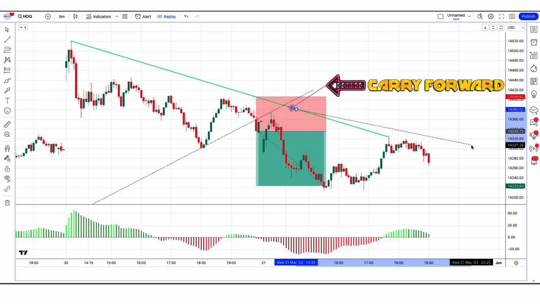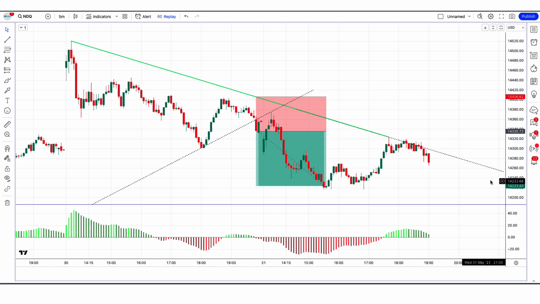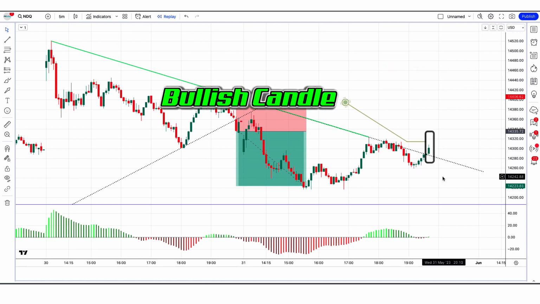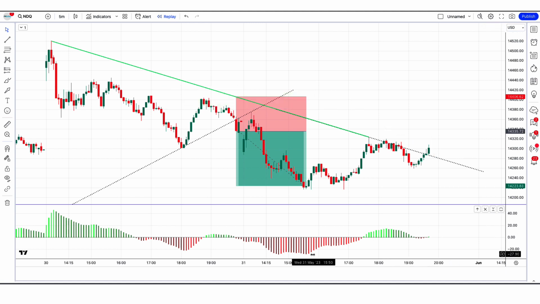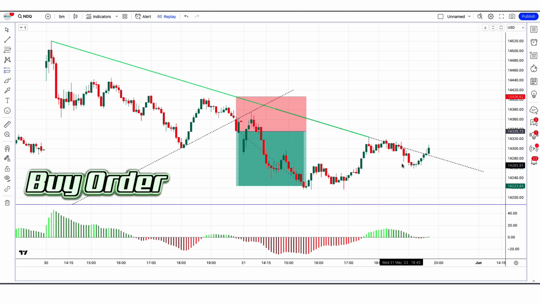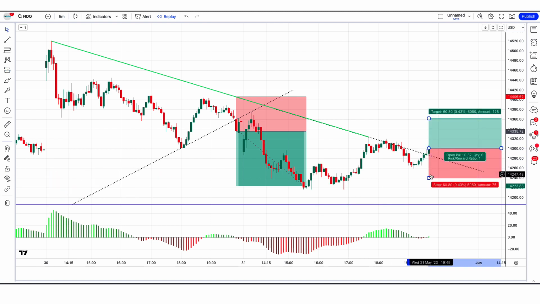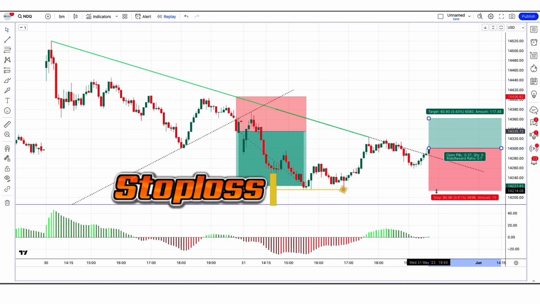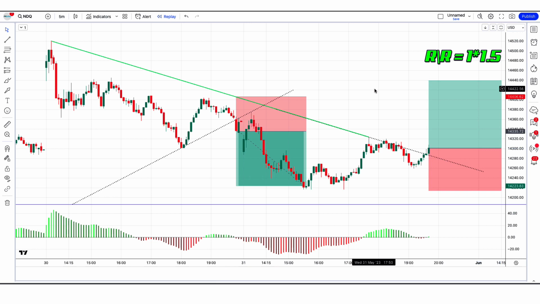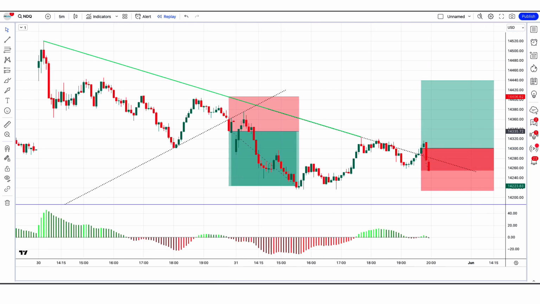We have to carry forward the higher high trend line. When the market completely breaks out above the trend line, when the market forms a bullish candle, and when the MACD 4 color indicator shows an uptrend, if this condition is fulfilled, then we will place a buy order. Our stop loss will be placed at the current market low, and the risk to reward ratio will be 1:1.5.